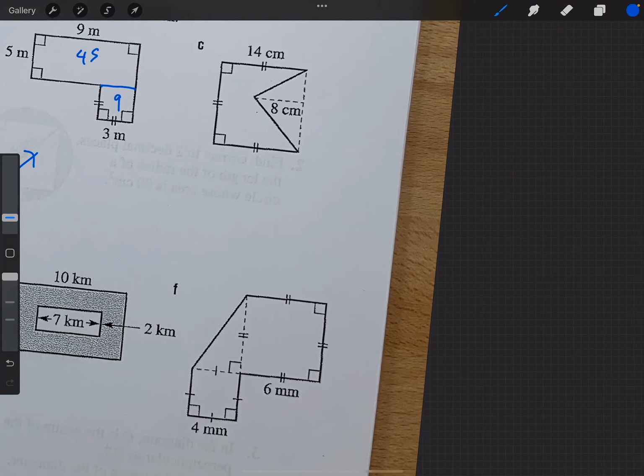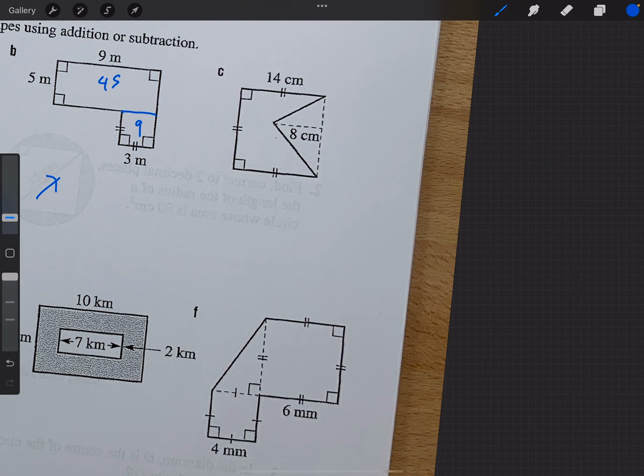Easy. Now this one we're going to take the square. So the area of the square is 14 times 14, which is 196. And we're going to subtract the area of the triangle. If you have a look, I think I drew over it. There's a missing triangle there. This triangle has been removed from this square. So we've got to find the area of this triangle.